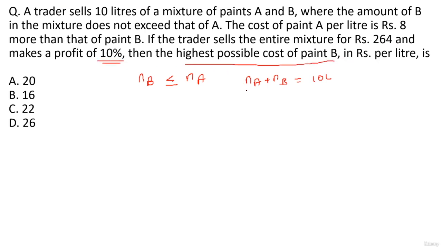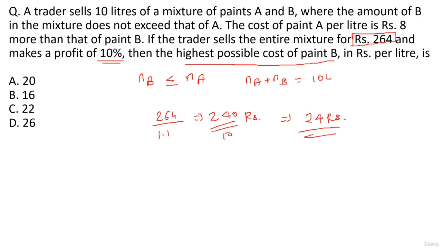All right. So just now, like the previous question, 264 rupees is the selling price that includes a 10% profit, right? So 264 divided by 1.1, from the previous question, gives 240 rupees. But 240 rupees is the overall selling price for 10 liters. So what is the selling price per liter? 240 divided by 10, which is 24 rupees. Okay, so 24 rupees is your overall selling price.